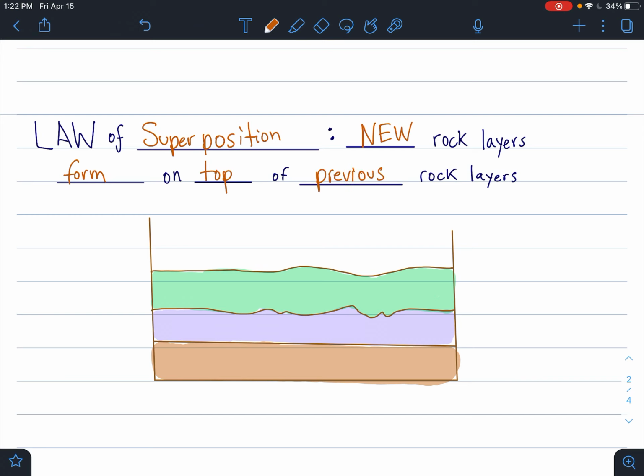So if we label these again with A being on the bottom and then B and then C, well, before B could be on top, A had to be there first. So therefore, we would say that A is the oldest layer. It was there first, then B, and then C. So therefore, here at the top, this is the youngest layer. So it goes from oldest to youngest because new rock layers, as they form, had to form on top of the layer that's underneath of it.